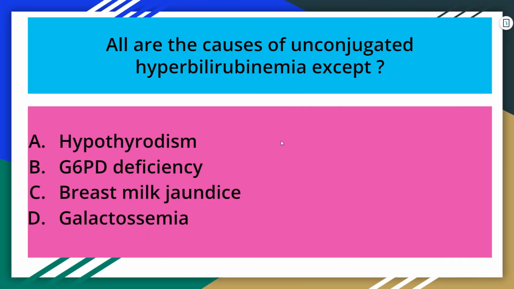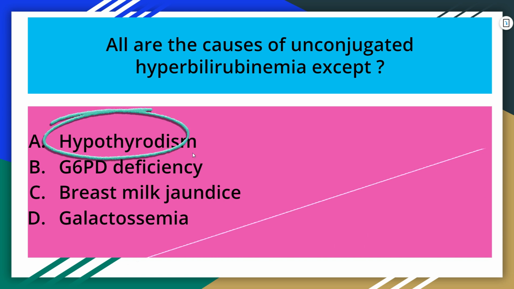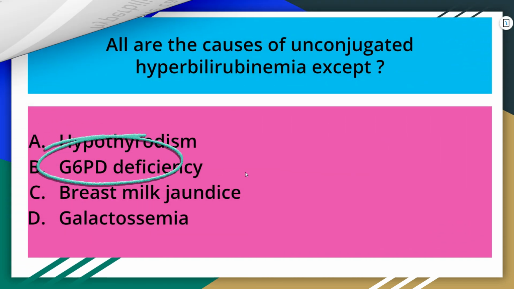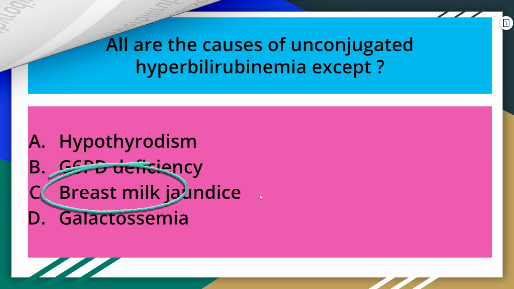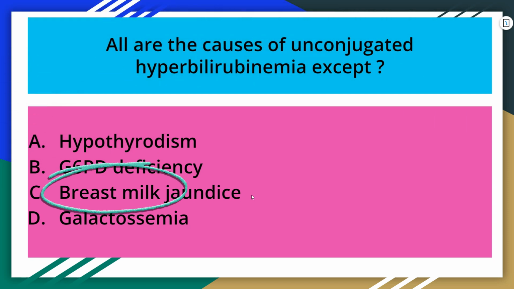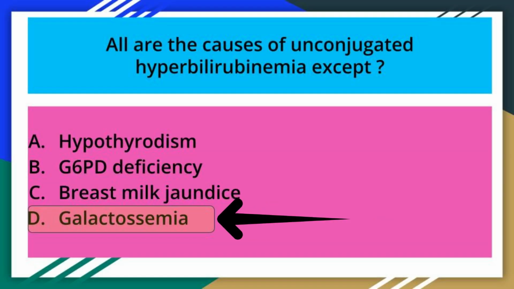Now back to our question. In hypothyroidism, there is no thyroxine, which will lead to reduced activity of UDP enzymes, which leads to unconjugated hyperbilirubinemia. G6PD deficiency can lead to hemolysis and unconjugated hyperbilirubinemia. Similarly, breast milk jaundice is because of increased enterohepatic circulation and reduced clearance. So here these three, A, B and C, are the causes of unconjugated hyperbilirubinemia, while galactosemia is not a cause of unconjugated hyperbilirubinemia.